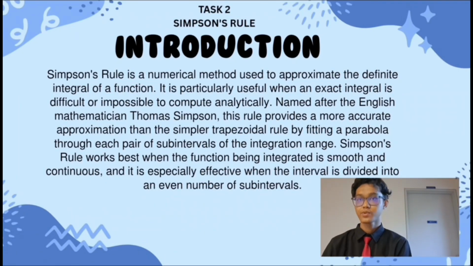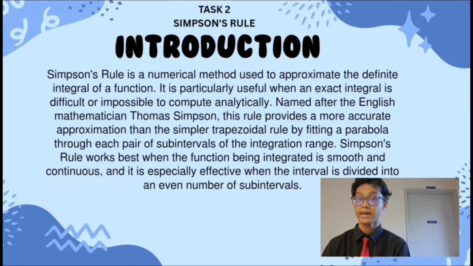Beginning task 2, our group has done Simpson's rule. First of all, I want to talk about the introduction for Simpson's rule. Simpson's rule is a numerical method used to approximate the definite integral of a function. It is particularly useful when an integral is difficult or impossible to compute analytically. Named after the English mathematician Thomas Simpson, this rule provides a more accurate approximation than the simpler trapezoidal rule by fitting a parabola through each pair of subintervals of the integration range.